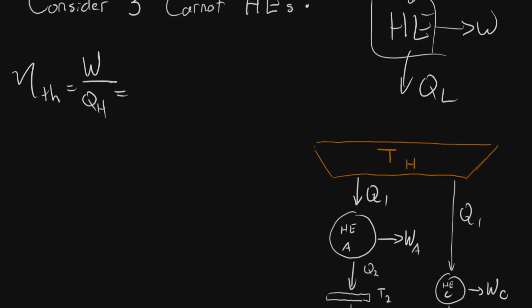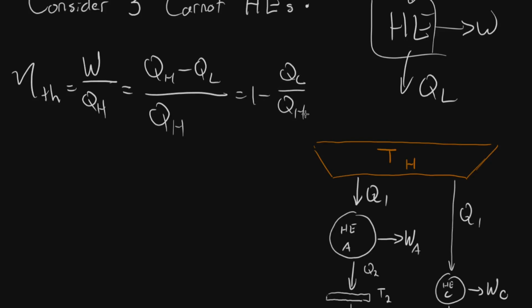And we can go ahead and rewrite this. This is the same thing as heat in minus heat out, by conservation of energy. Since this is operating on a cycle, there's no change in the internal energy, so all of the energy transfers have to balance out. Divided by QH, this is the same thing as 1 minus QL over QH. And so we can say that for thermal efficiency.